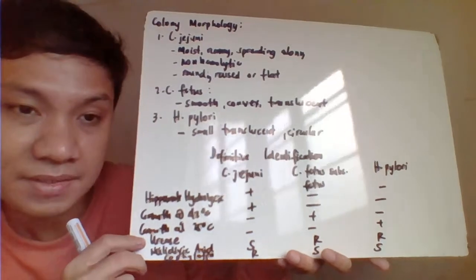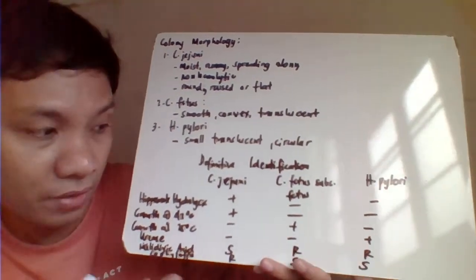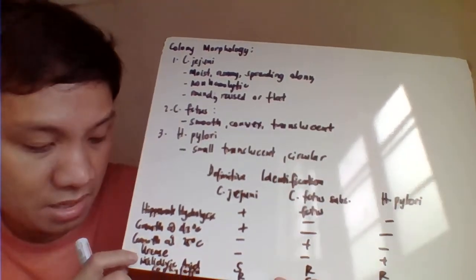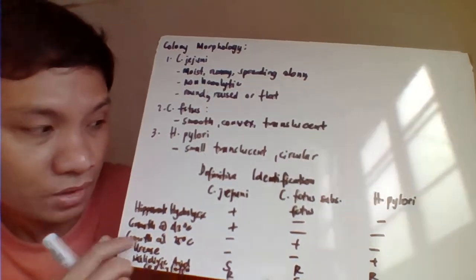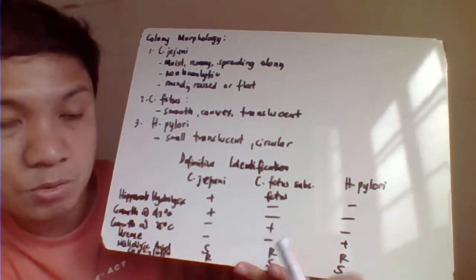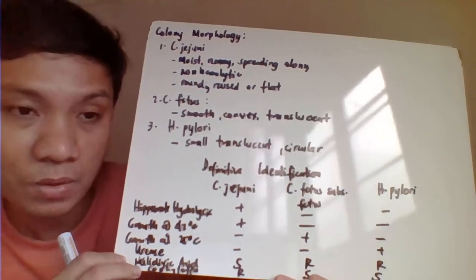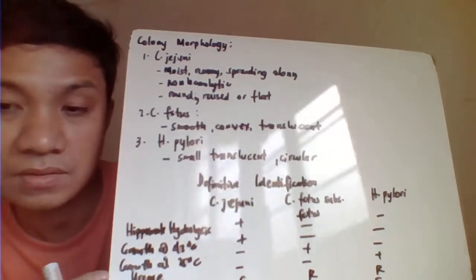Okay, urease enzyme here will identify your Helicobacter pylori. Then we have your antimicrobial susceptibility testing with your antibiotic nalidixic acid. This one would have susceptible result with your jejuni, all the rest, the two here would have resistant result. But in the case of your cephalothin, it will have a resistant result with your jejuni, all the others are susceptible result.